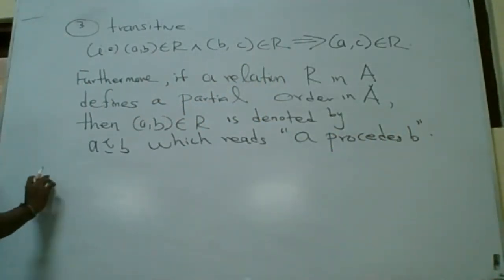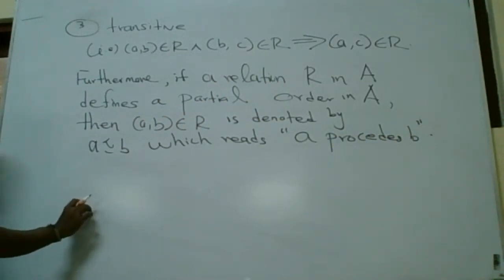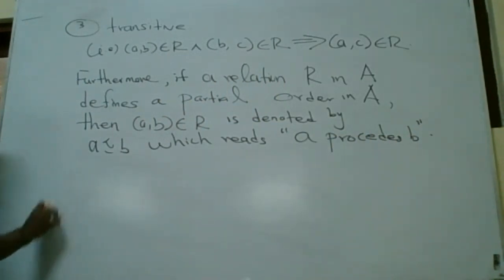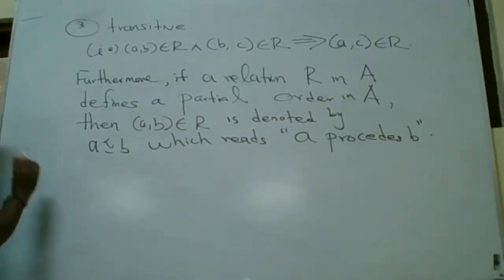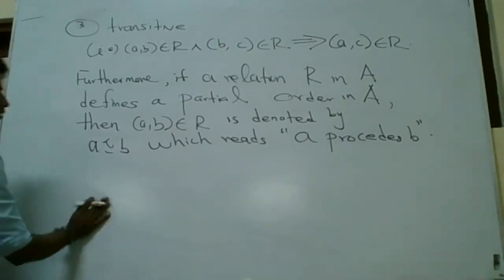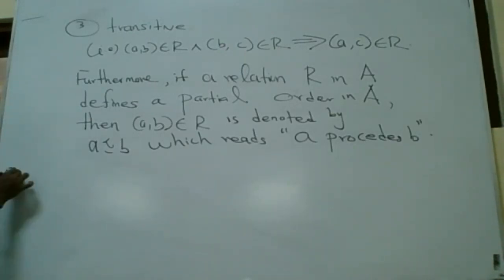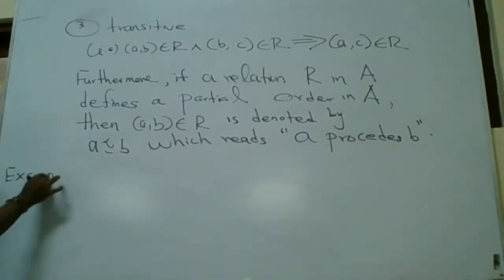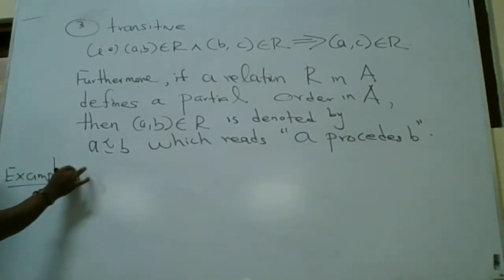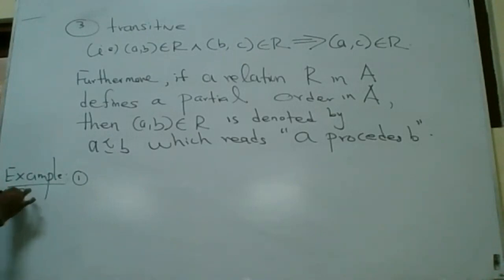Now you know the definition for the partially ordered set. Now we will do some examples. You want to check whether a particular set is a partially ordered set or not. First example, again 3.2.2.